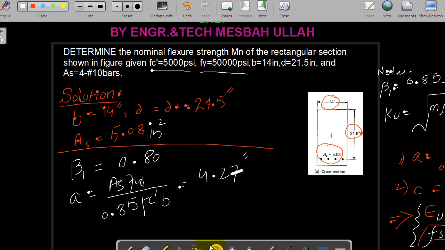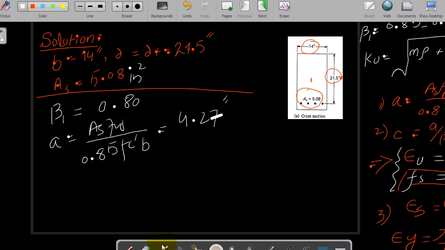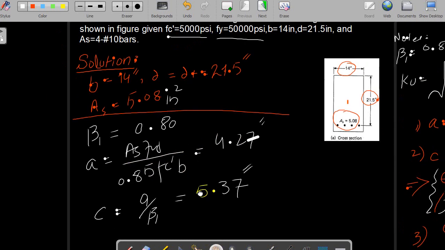Now we need to find the value of c. The value of c will be a divided by beta 1. Using beta 1 as 0.8 and a as 4.27 inches, we have the value of c, that is 5.37 inches.